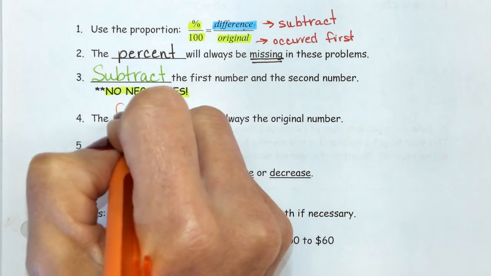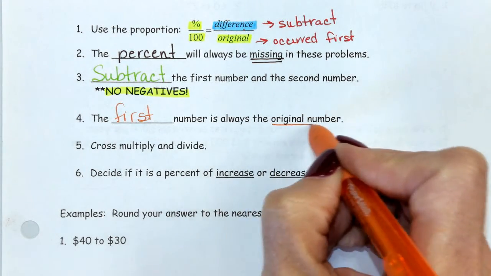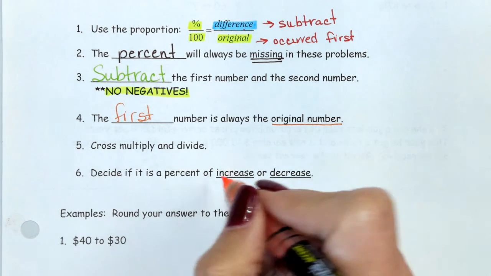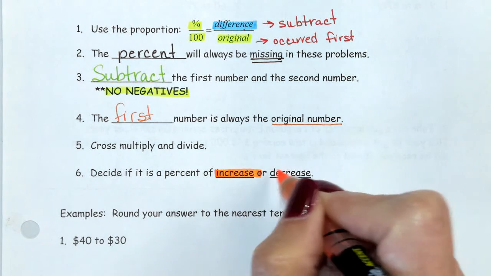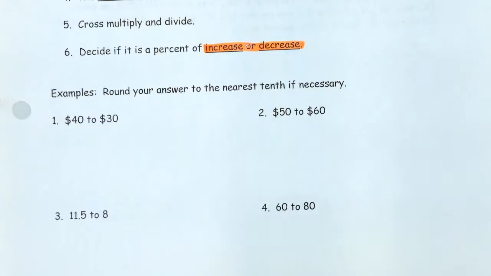The first number, which we just talked about, is always the original number. So whatever happens first in the problem is the original number. Cross multiply and divide, and then you're going to decide, is this a percent of increase or is it a percent of decrease? So did the number go from a bigger number to a smaller number or a smaller number to a bigger number? So that's really super easy to do. All right, so let's go down here.